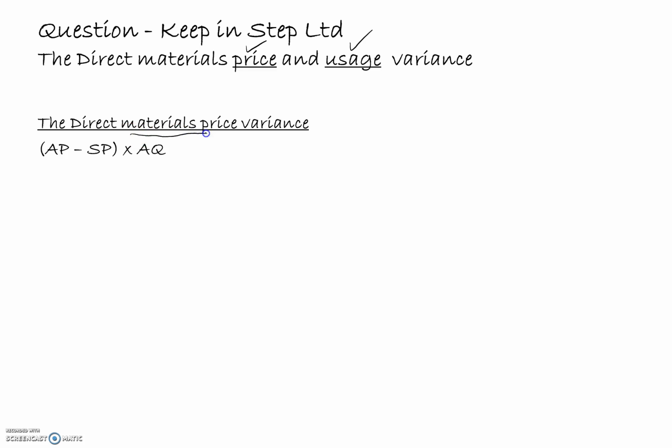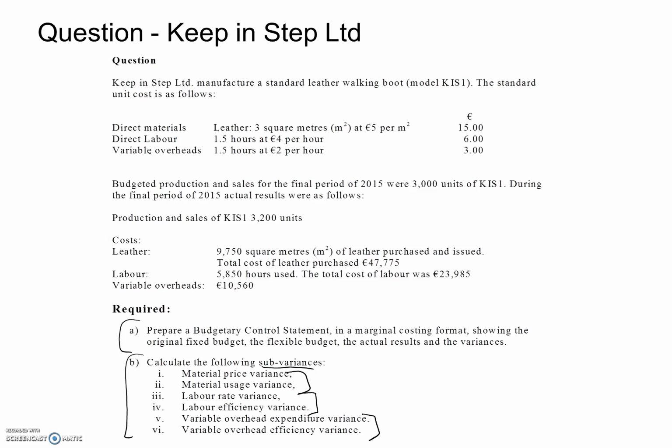Now we're dealing with materials. The material is the leather, and it comes in square meters. So the question then is, what was the actual price per square meter? What was the original standard price per square meter? And how many square meters were actually used? Now I'm going to have to go back to the question itself to have a look at this information. So going back here, we can see the actual cost of the leather. Well, we just take this out here.